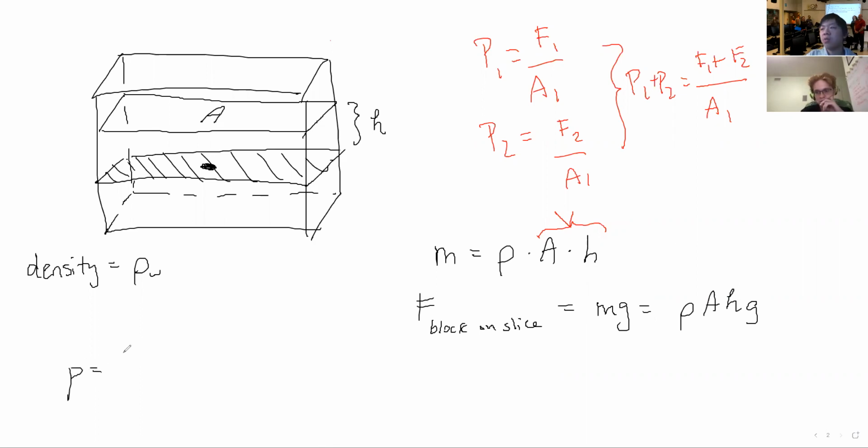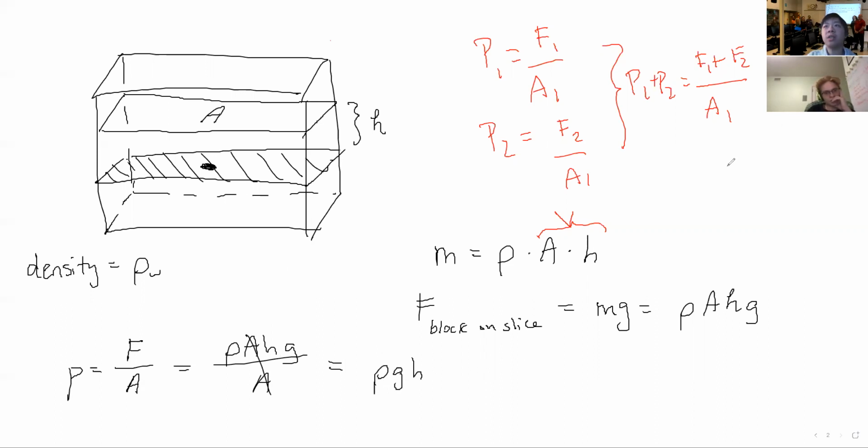The A cancels out when you divide. Pressure is equal to the force over the area, right? So the force by the block on the surface is rho times A times H times g, and the bottom is the same area, so we can cancel out the A's. What we get, purely from the block on the surface, is that the pressure is equal to rho times g times H.